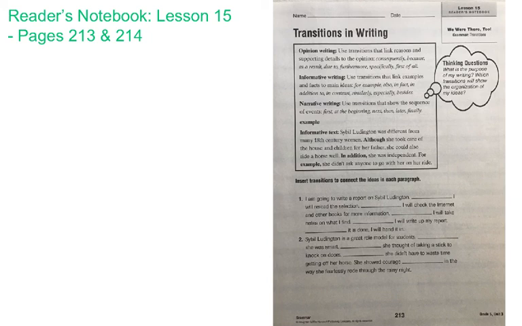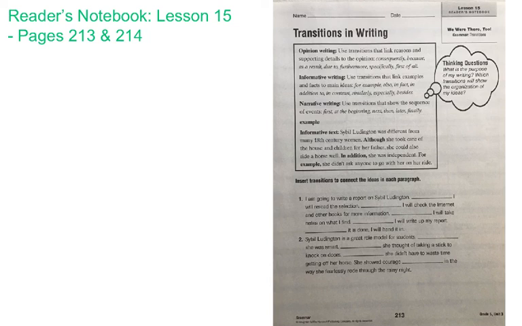Informative writing, use transitions that link examples and facts to the main ideas. For example, also, in fact, in addition to, in contrast, similarly, especially, besides. And in narrative writing, use transitions that show the sequence of events. First, at the beginning, next, then, later, finally. And here's an example, an informative text.